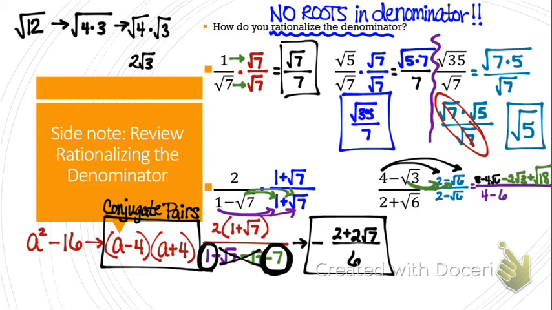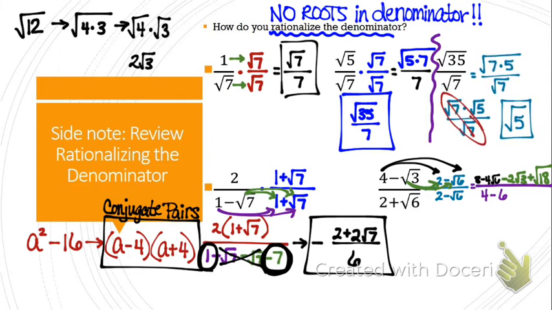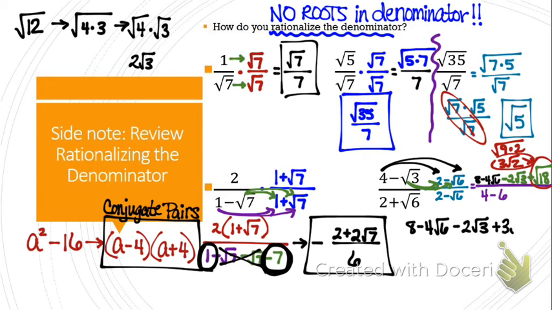Can I simplify anything in the numerator? Yes. What can I simplify? There's only one piece. Radical 18. We know that 18 is the product of what and what? 9 and 2. So radical 18 is going to simplify to what? 3 radical 2. So I'm going to rewrite that numerator as 8 minus 4 radical 6 minus 2 radical 3 plus 3 radical 2.